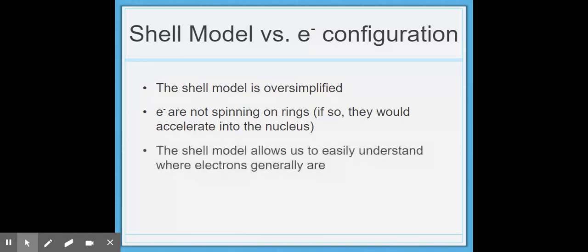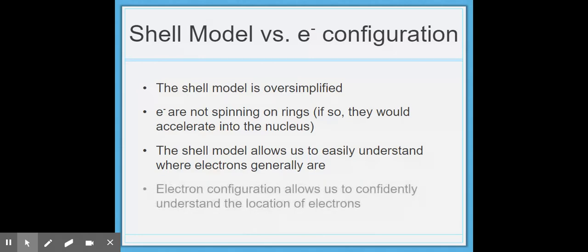So why do we teach this shell model? Well, it's a good intro. It helps us easily understand where our electrons generally are, and which ones are core and which ones are valence. So it's a good starting point, but we need something a little bit more. As we get deeper into the course, we need something that gives us more information. And that something is electron configuration. It allows us to confidently understand the location of electrons. So this isn't just a generalization anymore. This actually tells us specifically where they are.